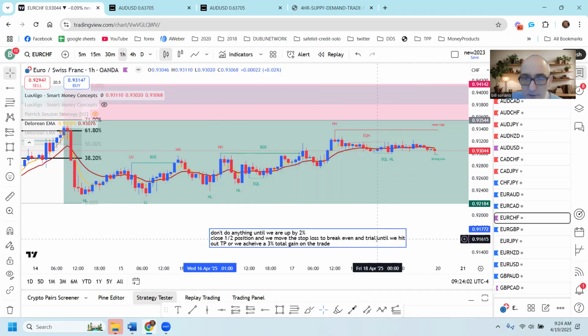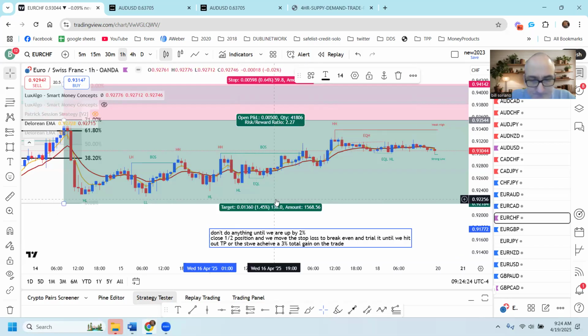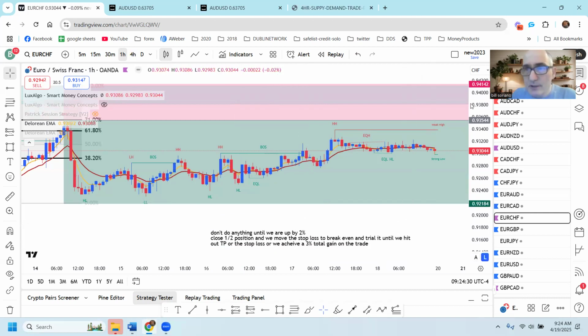So I should say, trail it until we hit the take profit or the stop loss, obviously, or we achieve a 3% total gain on the trade.